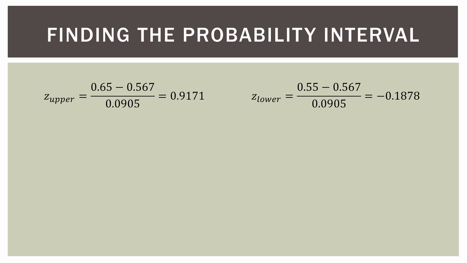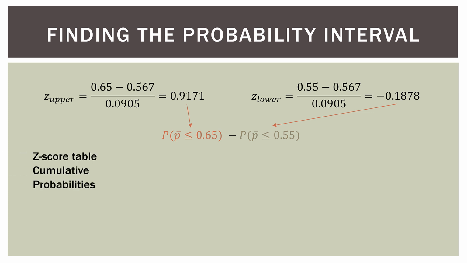Same thing with the lower. So 0.55 minus the sample proportion divided by the standard error, and we end up with negative 0.1878. So the sample proportion of 0.55 is, you can say it either way, 0.1878 standard errors below the sample proportion. So again, we just subtract.